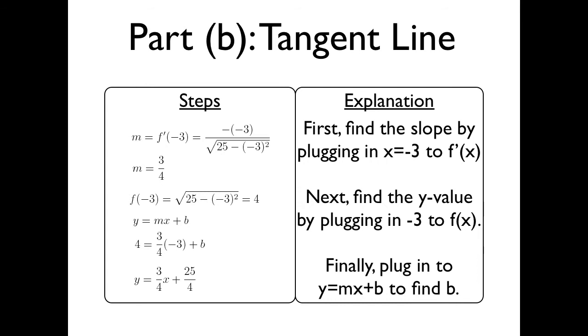Now if you did it the other way, another equation you could get is y minus 4 equals 3/4 times x plus 3. For the AP exam, they gave 2 points for this part of the question as well. One for finding the derivative at negative 3, that was a key point, find the slope of 3/4, and the second part for the answer.